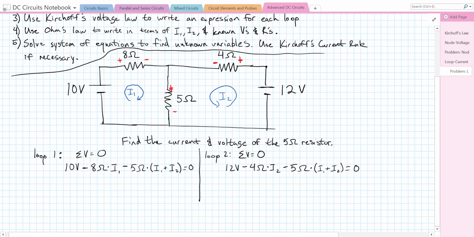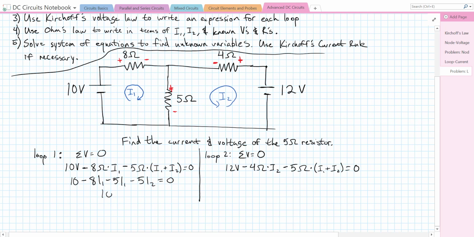Now we have two equations with two unknowns. We're going to be able to use that to solve for our currents. But to do that, I'm first going to simplify this out quite a bit. We're going to have 10, and I'm going to get rid of the units just for simplicity's sake, minus 8I1 minus 5I1 minus 5I2 equals 0.